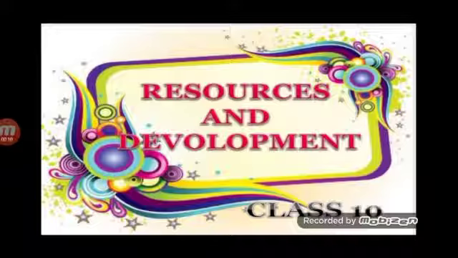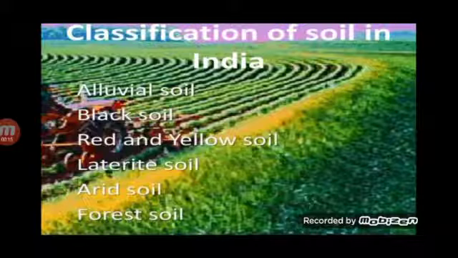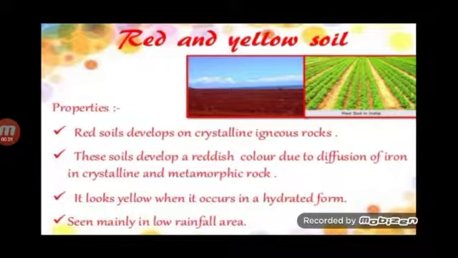Children, in our yesterday's lecture, we classified the soil into different types, and in that we completed alluvial soil, black soil, and laterite soil. Today we will be studying red and yellow soil, arid soil, and forest soil. Let's start with the red and yellow soil.